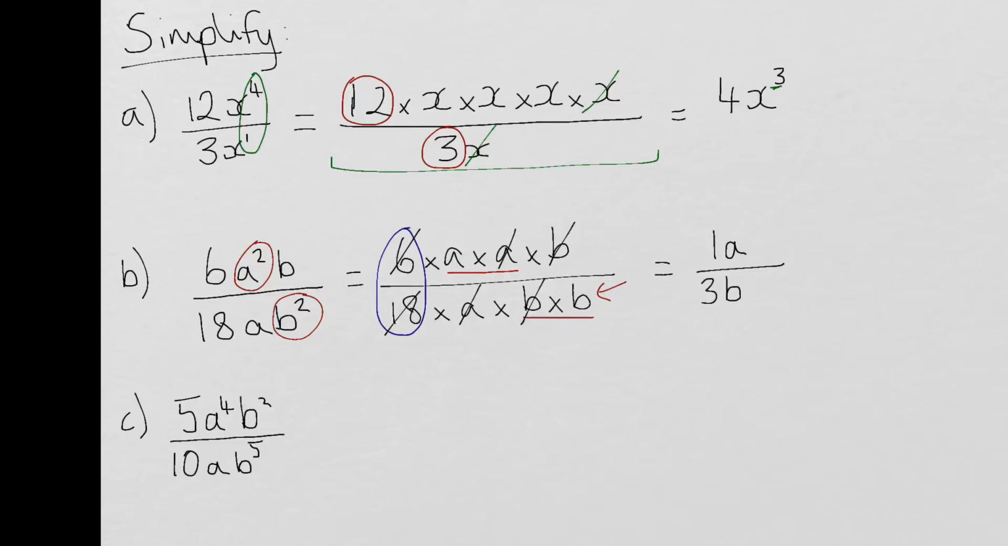Realistically, do I need to write that number 1? No, I don't. So I can take that away and leave it with just the a. So I have got a over 3b.